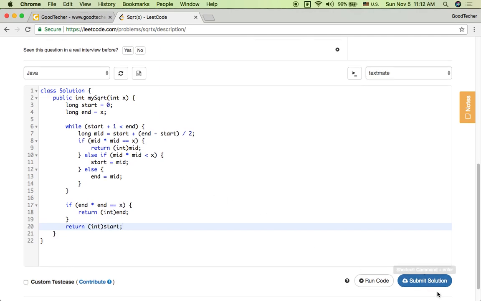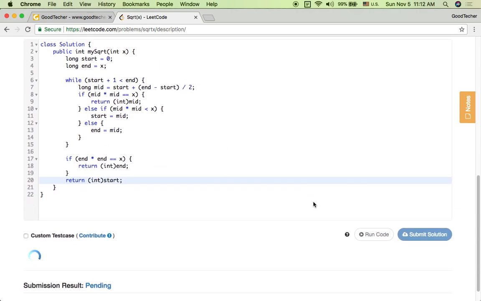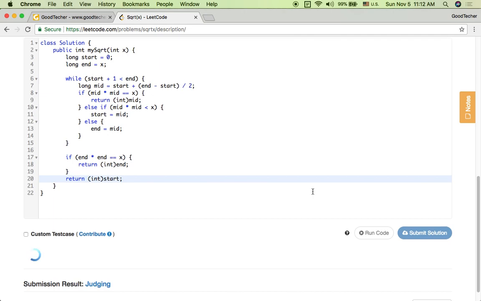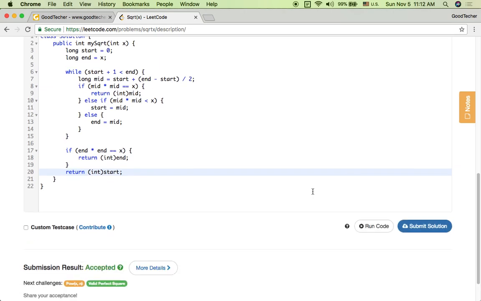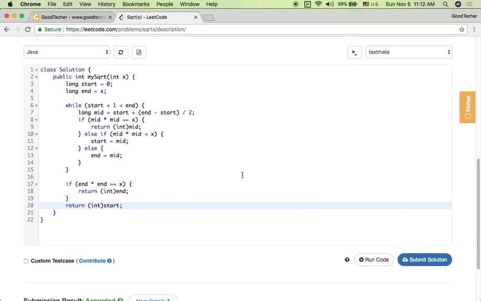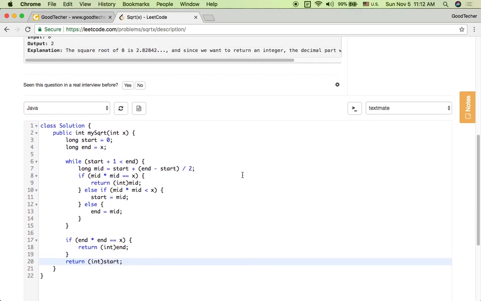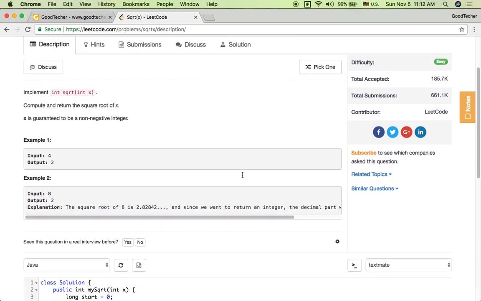Okay, so I will click submit. Accepted. So here we successfully solved this square root coding problem.